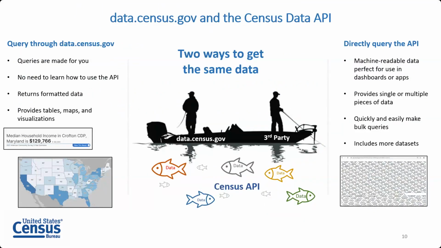And I also wanted to talk about the relationship between data.census.gov and the Census Data API. And hopefully this analogy makes things a bit easier and clearer about the relationship between the two. So let's imagine we have a pond filled with fish that represents our API. All the fish that are found in this pond can be considered individual pieces of data, and then we have a fishing boat out in the pond with two occupants doing some fishing. One of the figures in the boat is going to represent data.census.gov, while the other represents a third party.